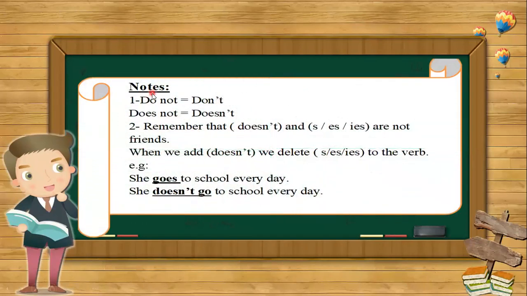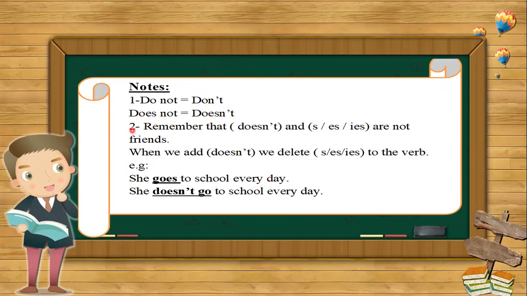Notes, pay attention. Do not equals don't. Like I told you before, the short form of do not is don't. Does not equals doesn't. The short form of does not is doesn't.